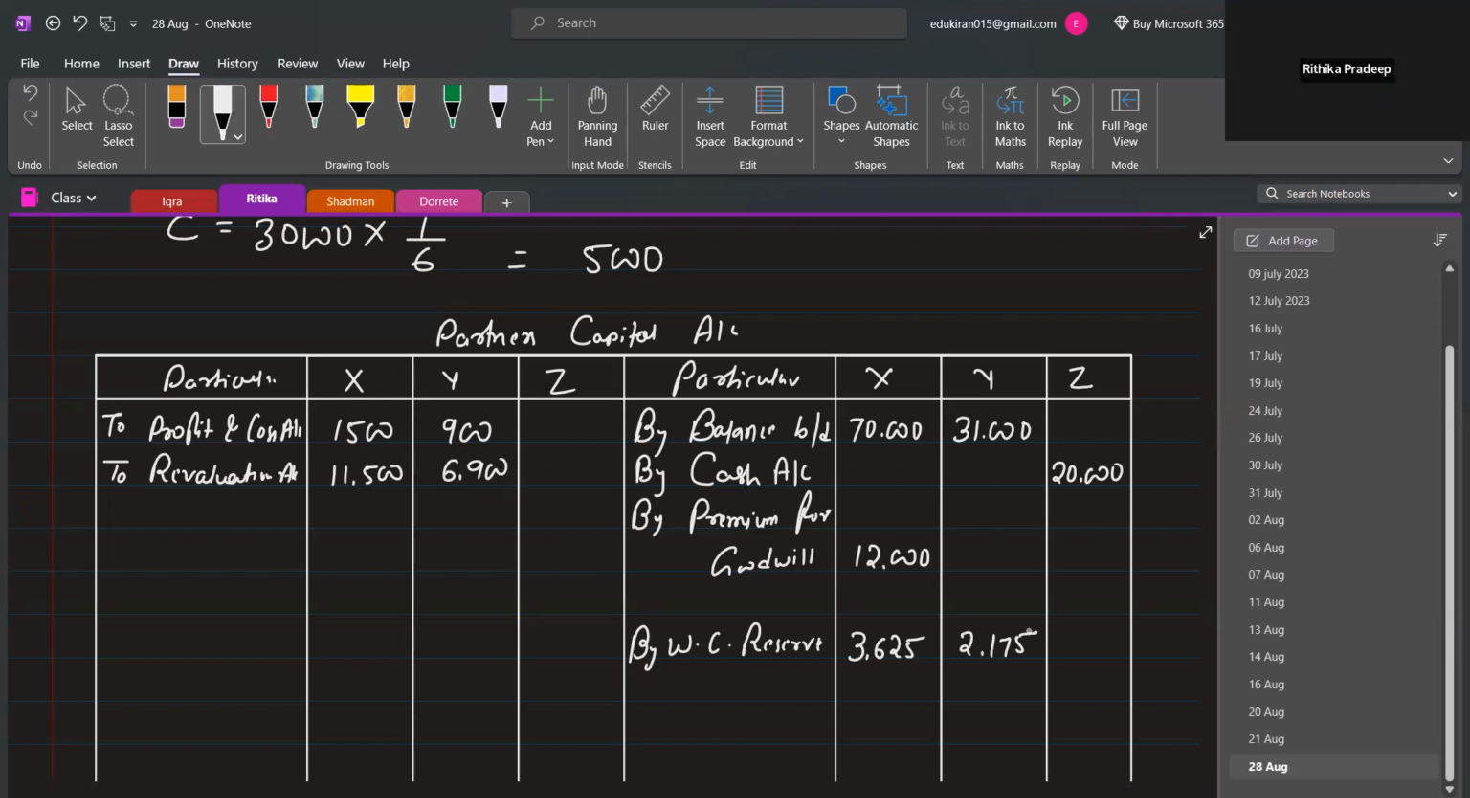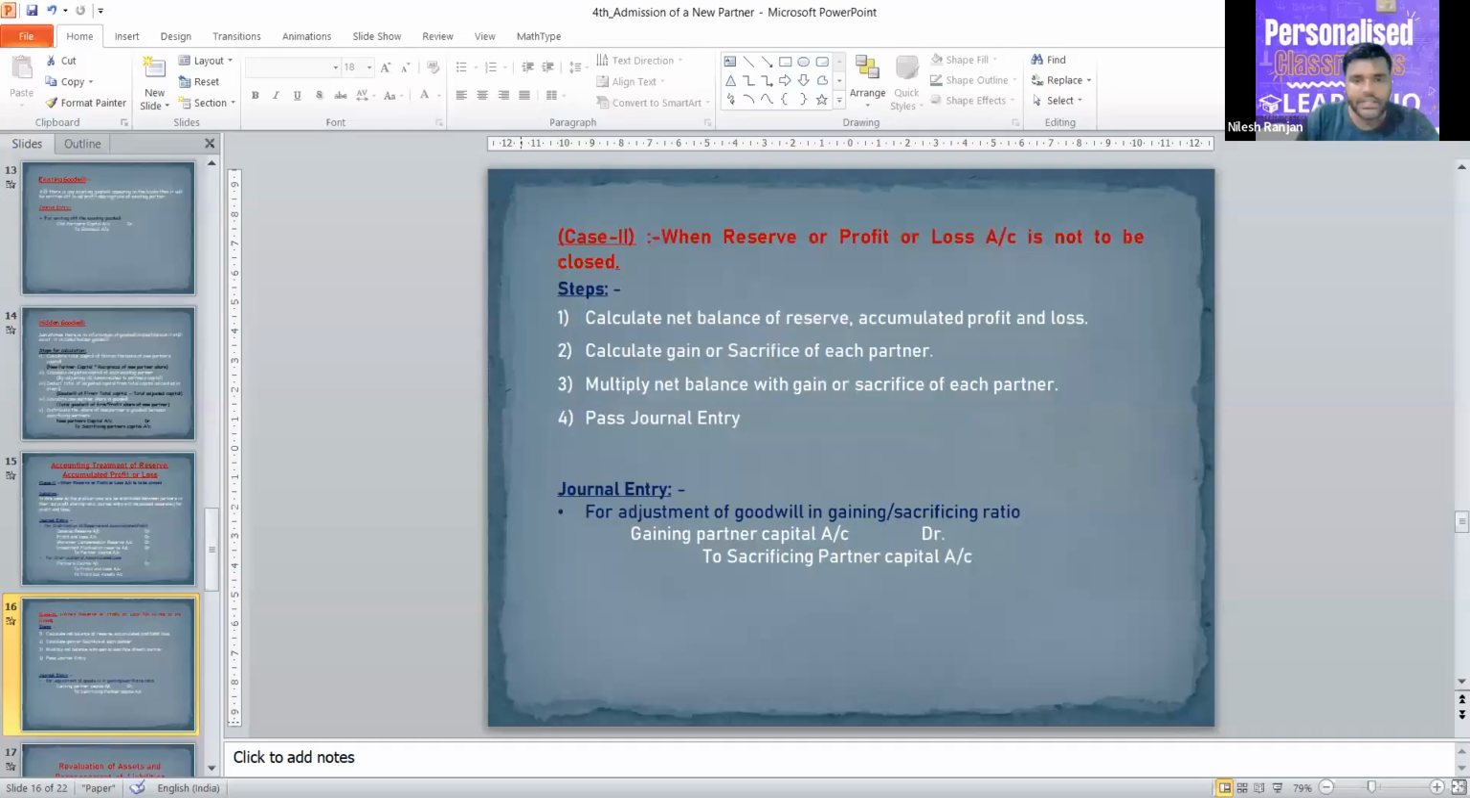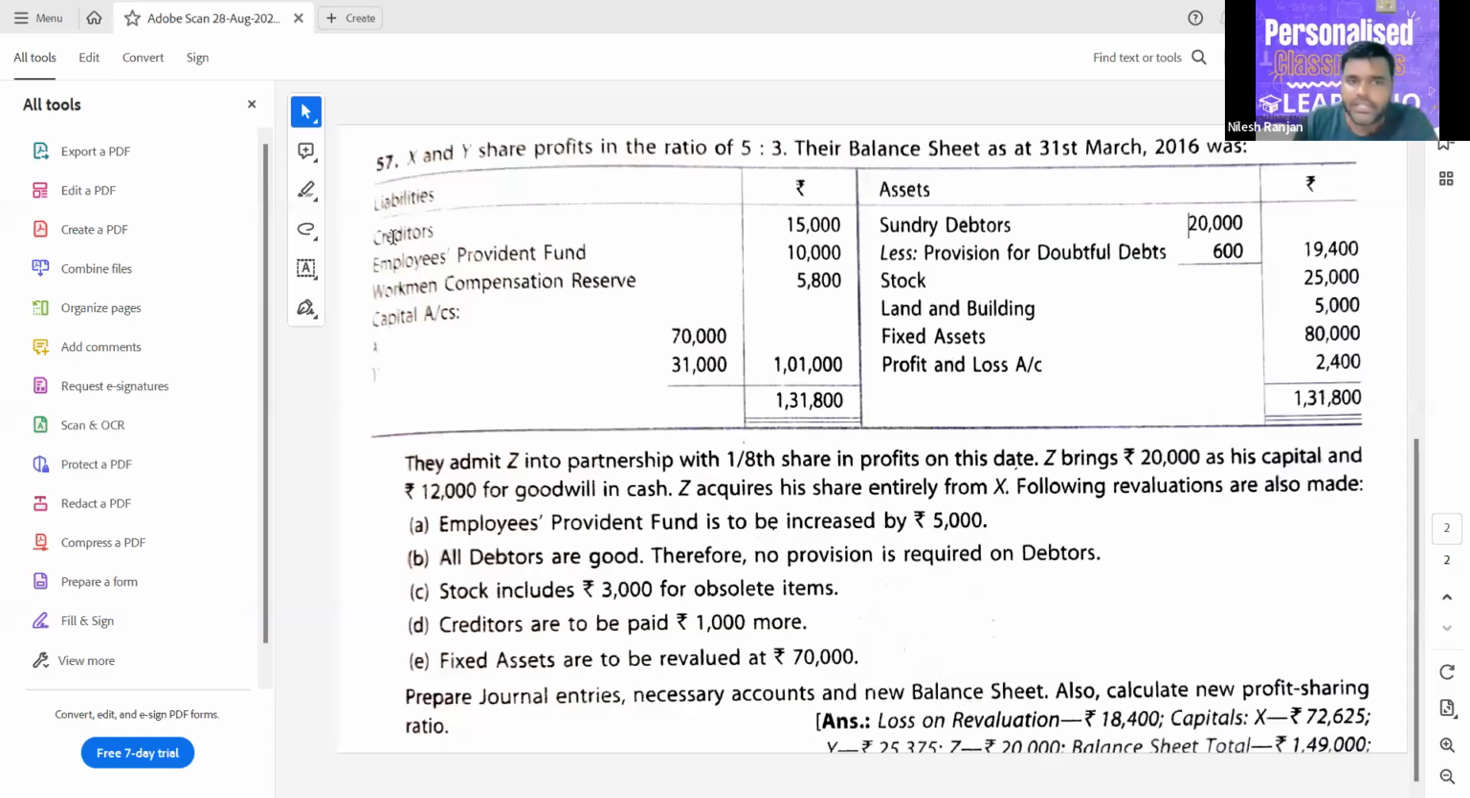Okay, sir. So all items of balance sheet are already written here. So what is left now? Creditors we have written, employee provident fund we have written, workman compensation reserve is already distributed, capital account balance will be written, sundry debtors is done, stock, land and building, fixed assets, and profit and loss is already written. So what is left now? This is implied information.